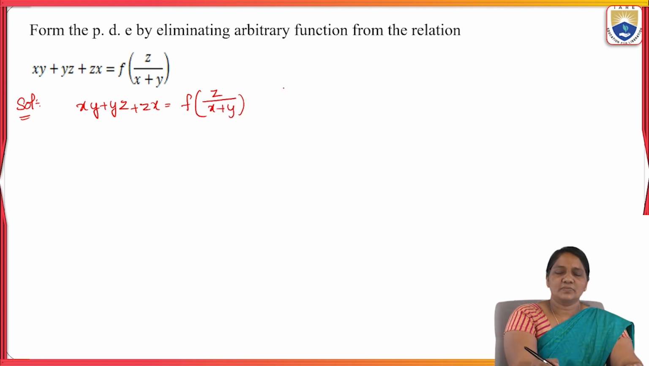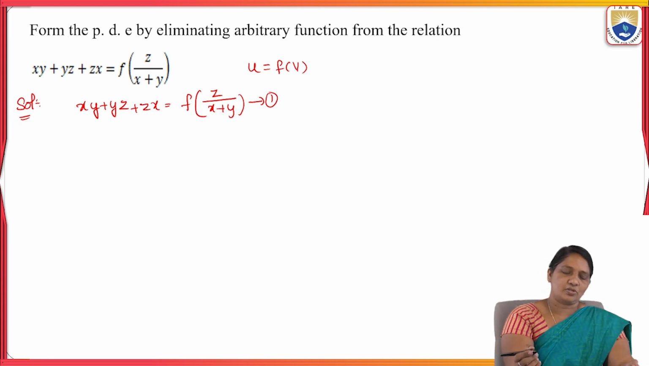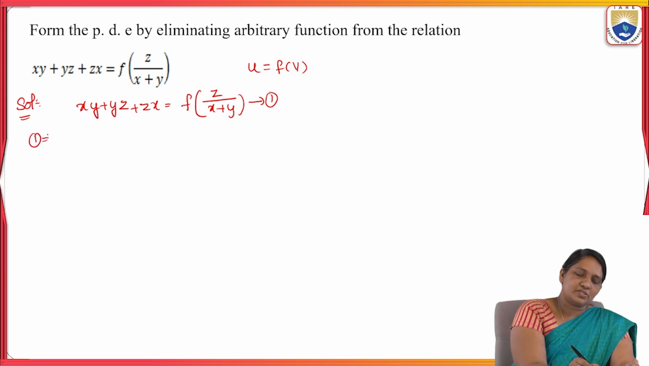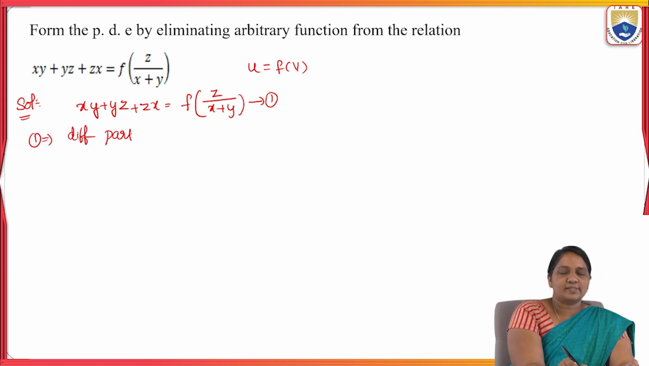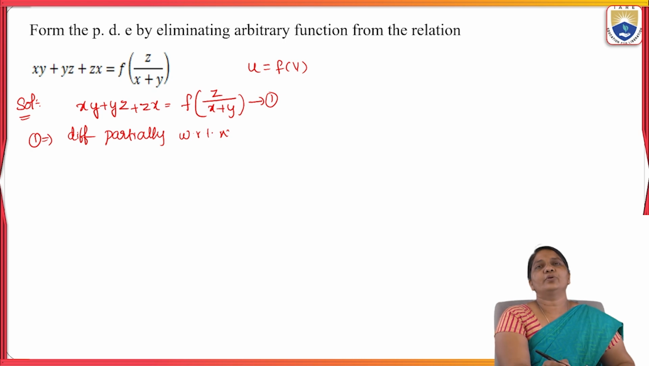So this is equation 1. This is in the form u = f(v). So directly we can do the differentiation partially with respect to x and y, and after that, simplification. So first we are differentiating partially with respect to x. Now according to that, we are doing it here.